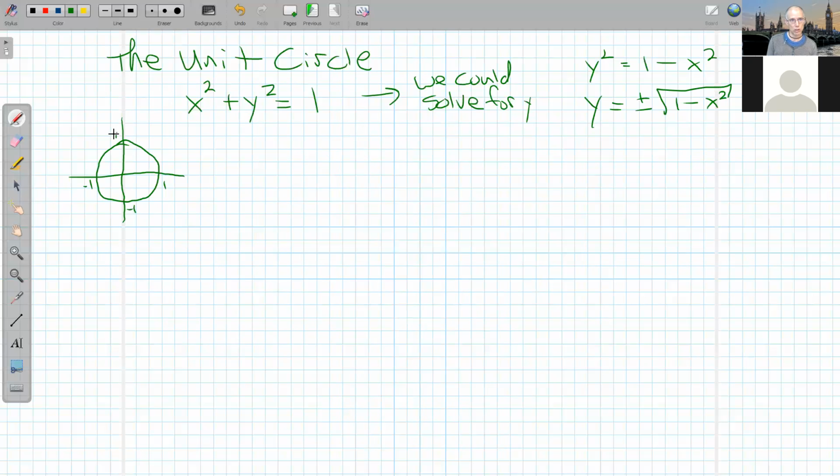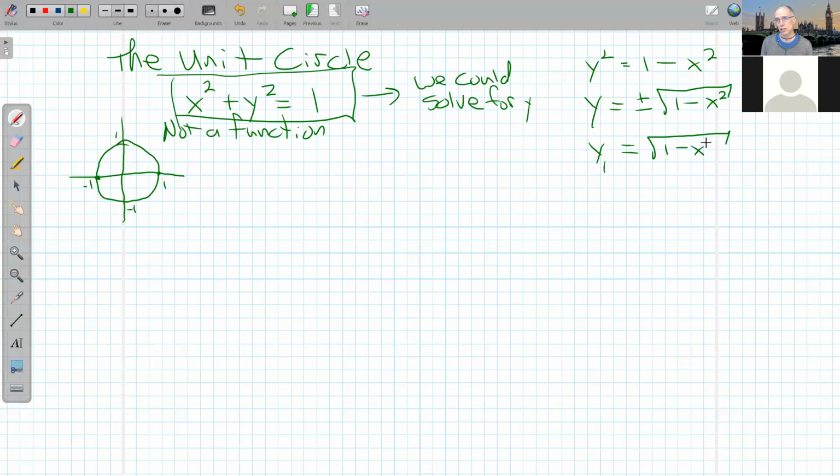Because it fails the vertical line test at almost every point in its domain, except at the endpoints here. All right, so this is not a function. However, we can express this object here, this circle, with a single equation, even though it's not a function. Over here, this is actually two functions. Function 1 is the upper part, y equals the square root of 1 minus x squared, and function 2 is the lower part, the negative of the square root of 1 minus x squared. Okay, so I have the top half and I have the bottom half.